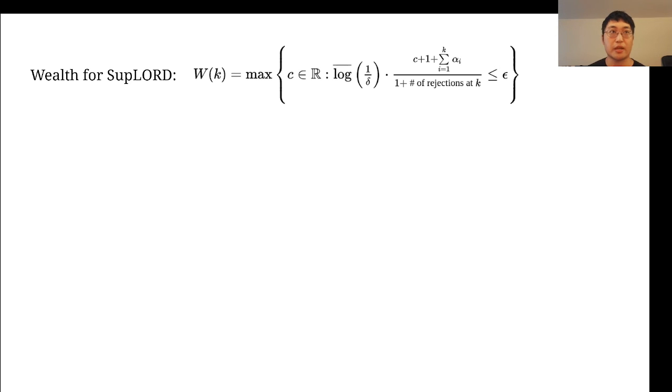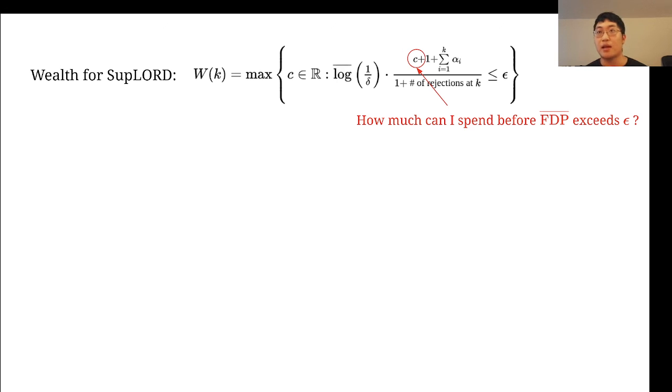So to talk about our second contribution, the dynamic assignment of alpha values, we're going to dive into the definition of wealth explicitly for our algorithm SupLORD. We define wealth this way, and essentially what we're saying is that wealth is how much the algorithm can spend before FTP bar exceeds this threshold epsilon.